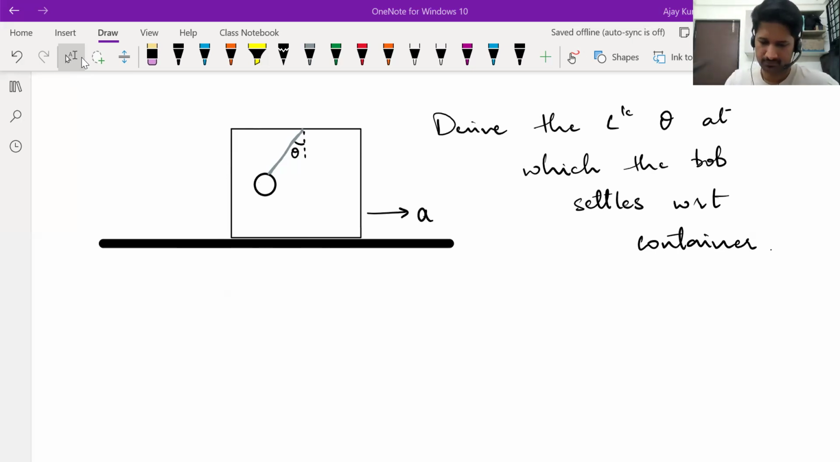Any answer? Tan theta equal to g by a. So a by g. Tan theta equal to a by g. We'll see. Others, any answers?